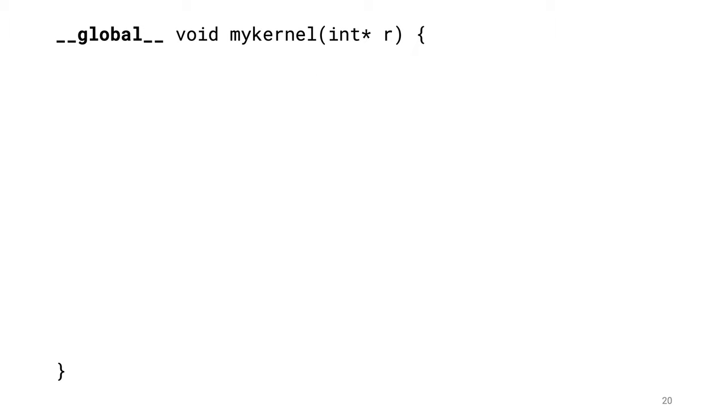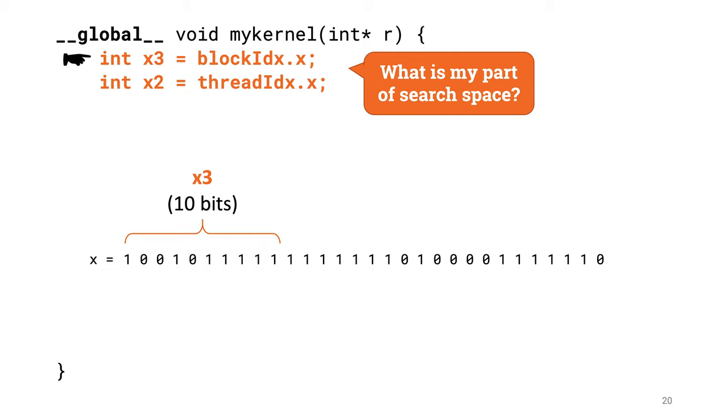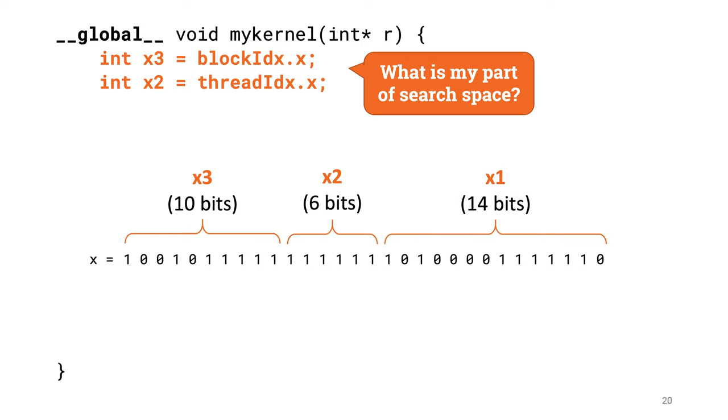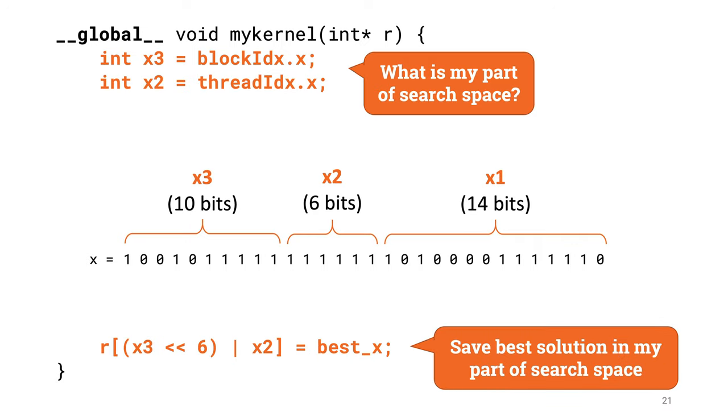Let's implement it. We start with the kernel. There's the global keyword indicating that this is a kernel. It takes one argument, a pointer to the array in which we will store the results. This is GPU code, so the pointer will point to the GPU memory. And as usual, we start by asking what is my block and thread index. So the plan is that x3 gives the highest 10 bits. x2 gives the next 6 bits. And our task is to go through all values of x1, which gives the lowest 14 bits. In the very end, we will store the best solution we have found in our own element in array R. No coordination needed, as there is only going to be one thread that ever touches this specific element.